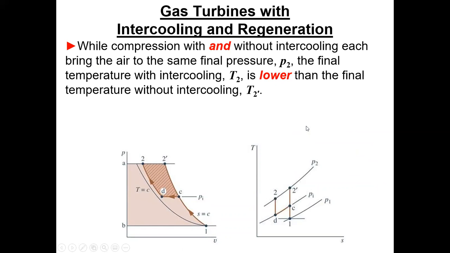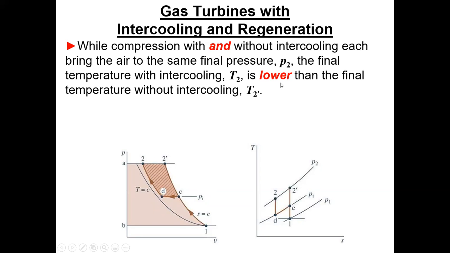Okay, so let's look at intercooling with regeneration. I'll put that together. So we're going to start at 1. If we don't do this intercooling, we're just going to go up to 2 prime, which would put us here. If we do, we go up to C, jog over to D, and then go up to 2.